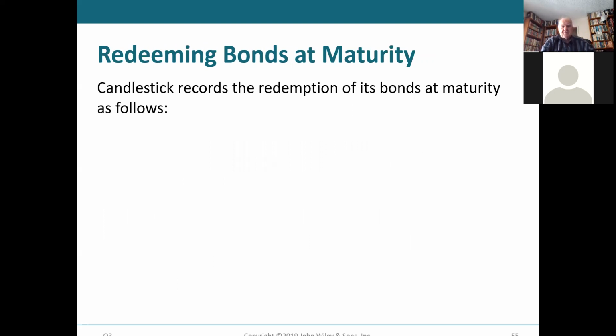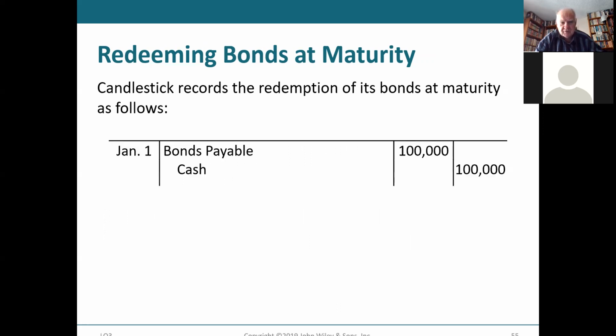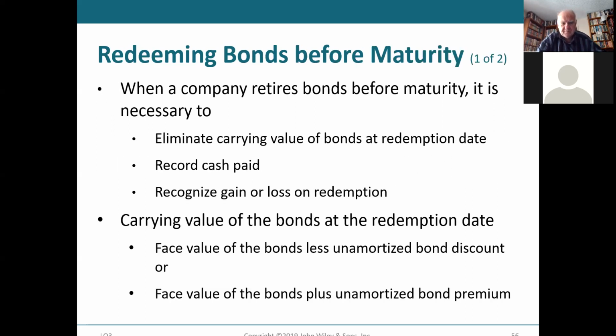Candlestick records the redemption of its bonds at maturity value. Well, they are going to debit bonds payable and credit cash because the net book value of the bond is now up to $100,000. Sometimes the company will redeem them before maturity. Remember I said if you're paying too high an interest rate and you have a chance to redeem the bonds, we might do it. So that's what we're talking about here.